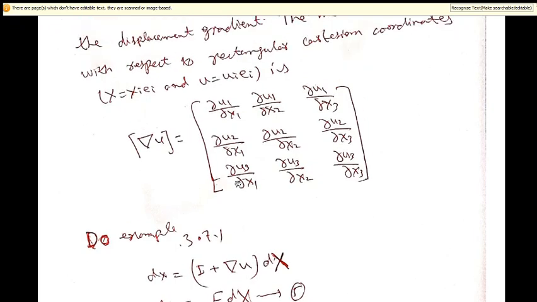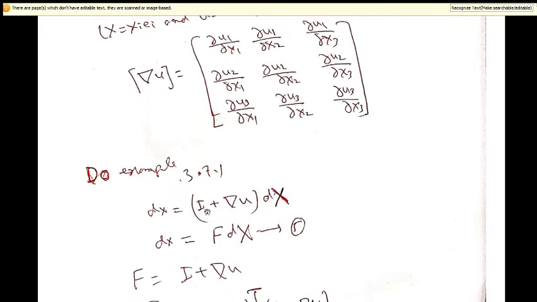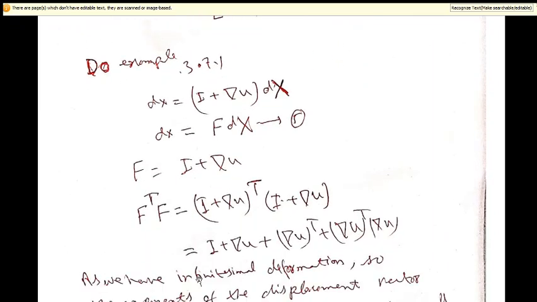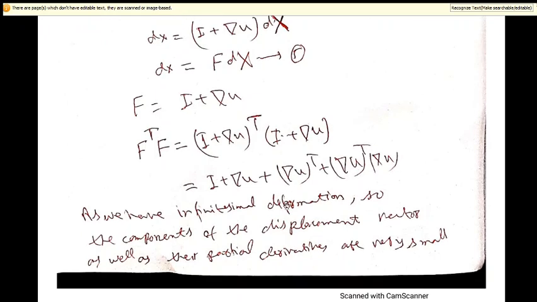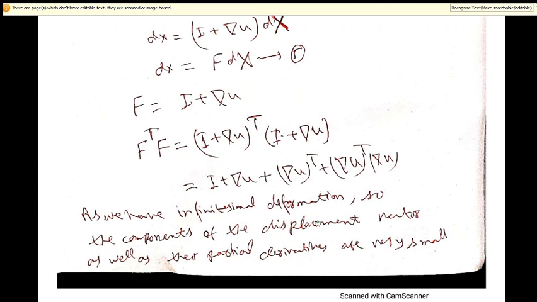Now we can write the above equation, which is number 4, by taking dx common. Here we can write identity plus gradient of u, into dx. See, this is a matrix F, where F is this. Now we will operate the transpose of this F on both sides. Multiply these.